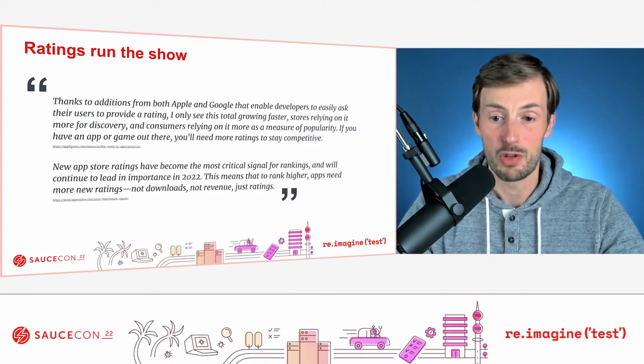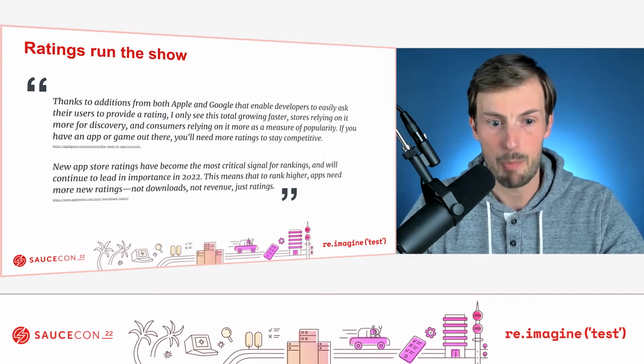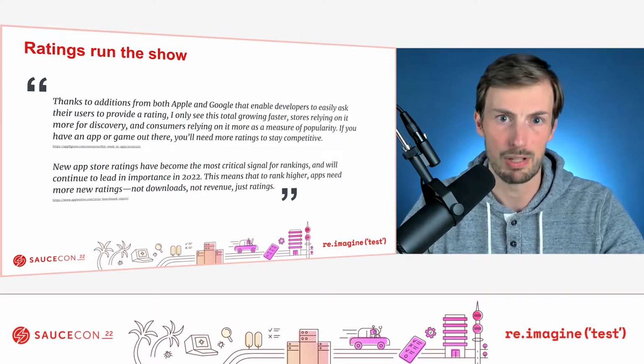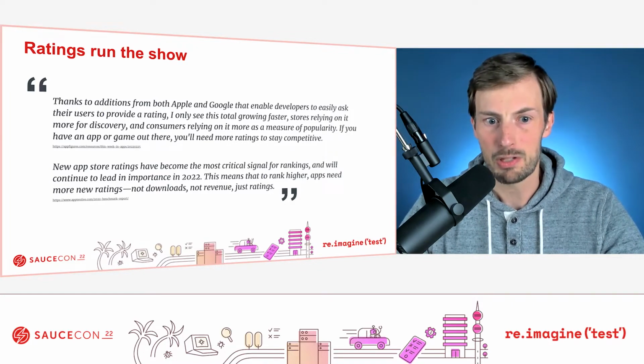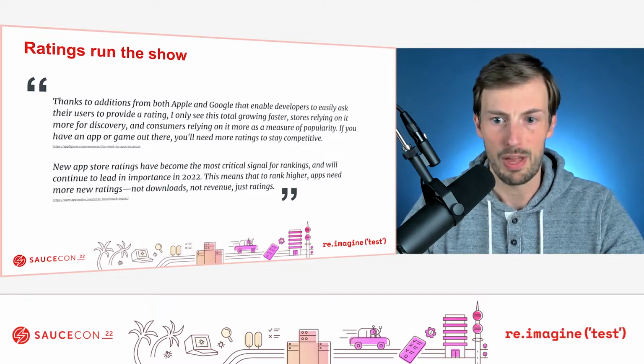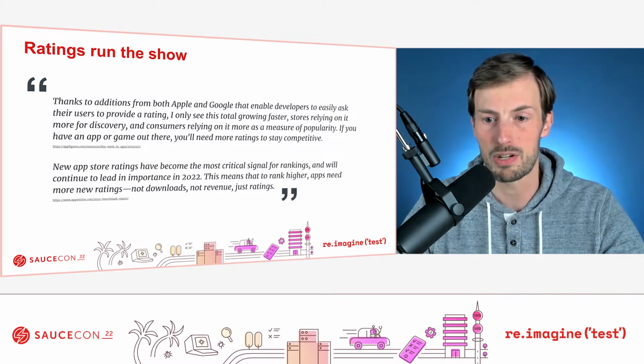So let me pull a couple of quotes. These are quotes from App Figures and Apptentive, who do their own yearly and monthly reports as well. Let me read these to you guys. Thanks to additions from both Apple and Google that enable developers to easily ask their users to provide a rating, I only see this total growing faster, stores relying on it more for discovery, and consumers relying on it more as a measure of popularity.